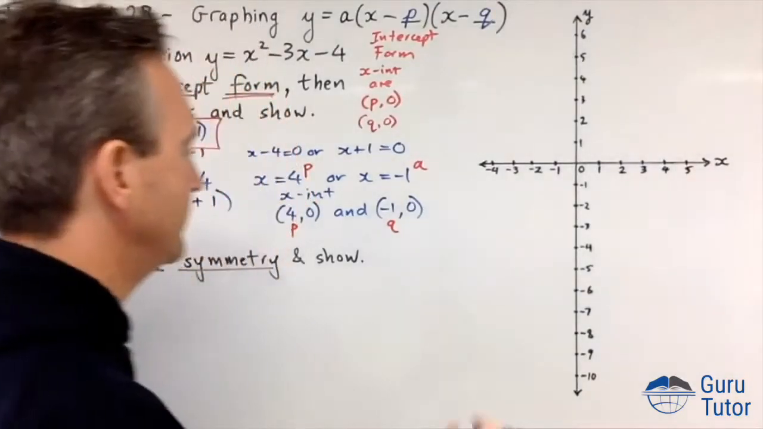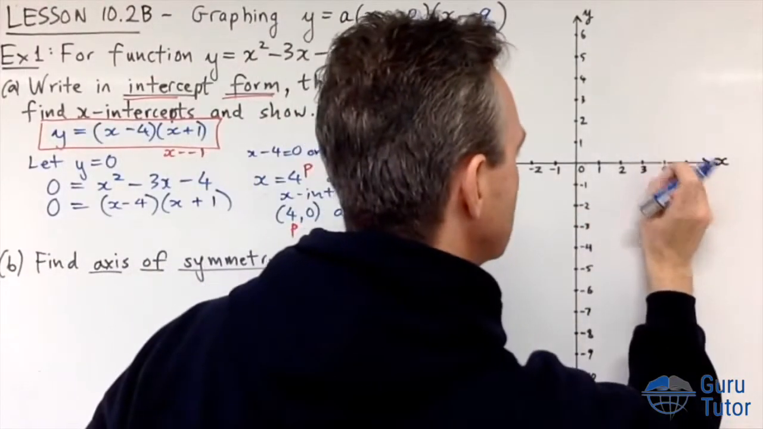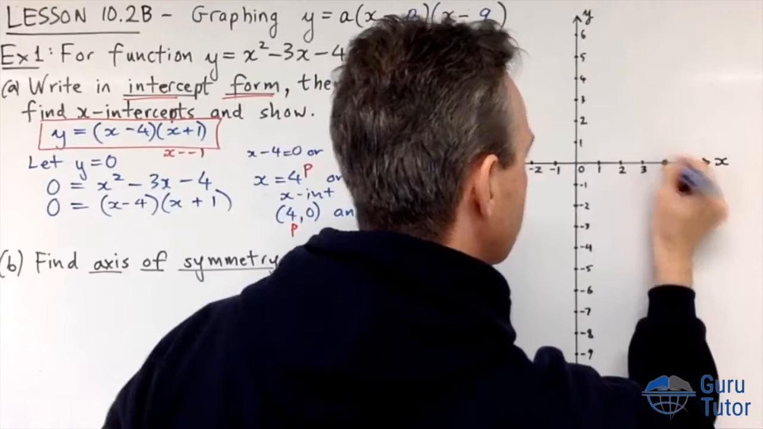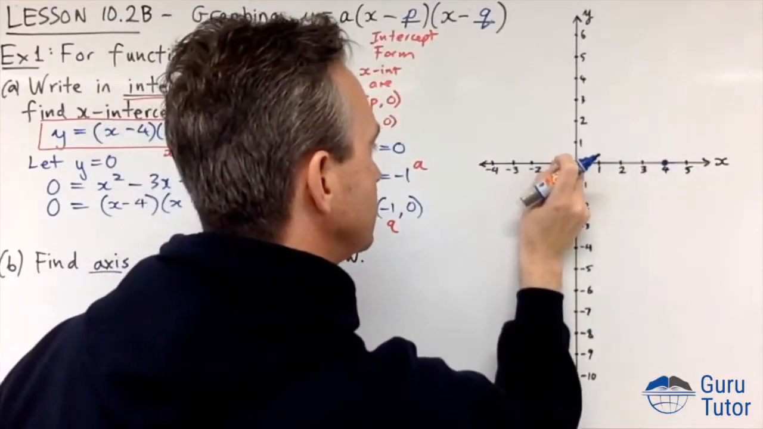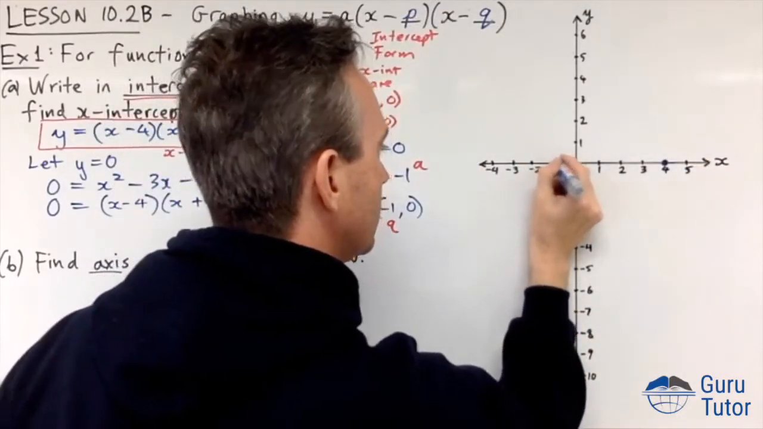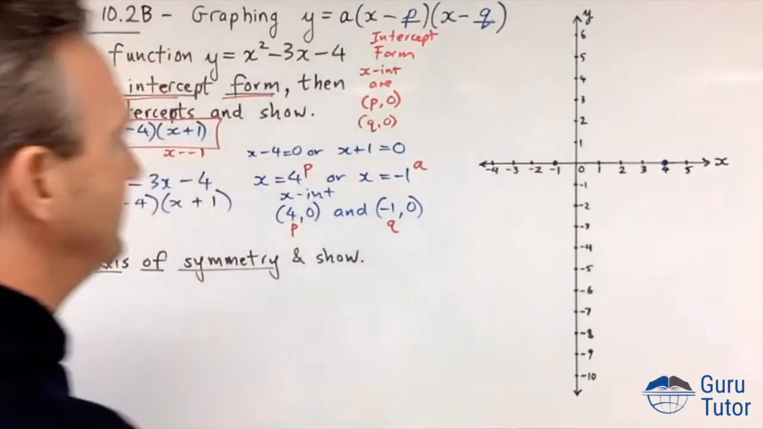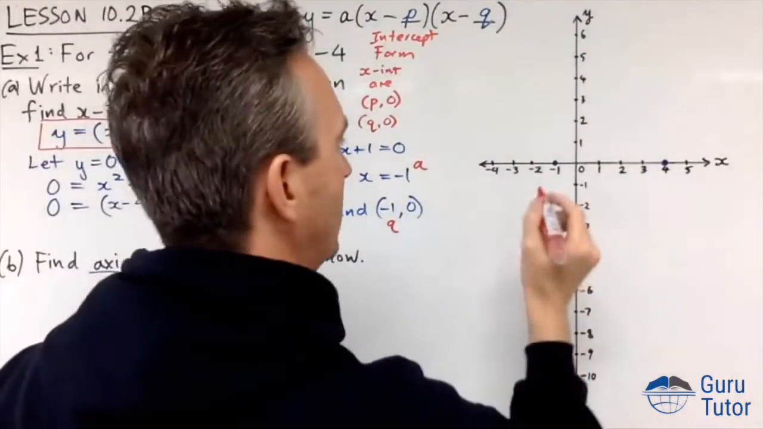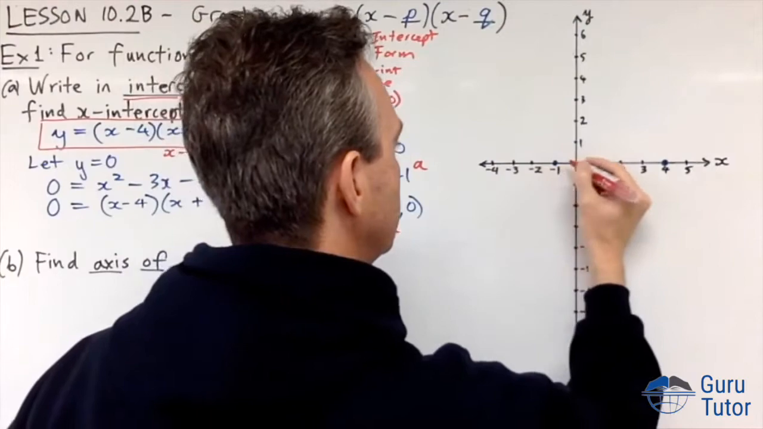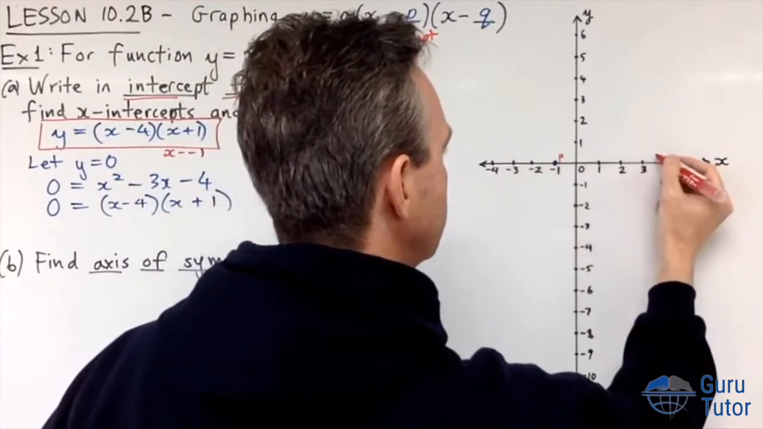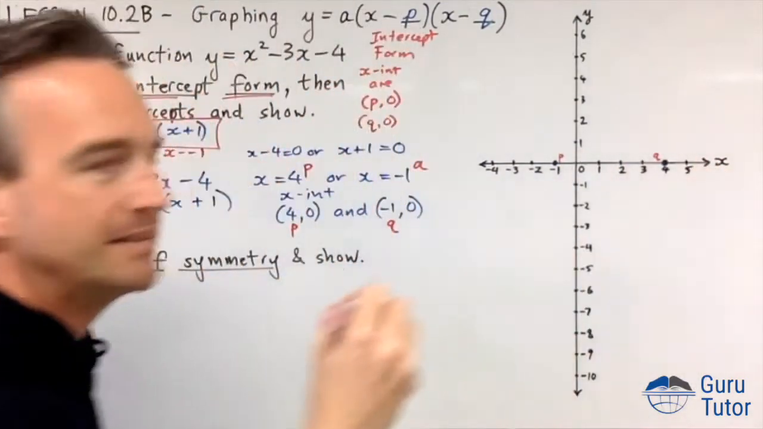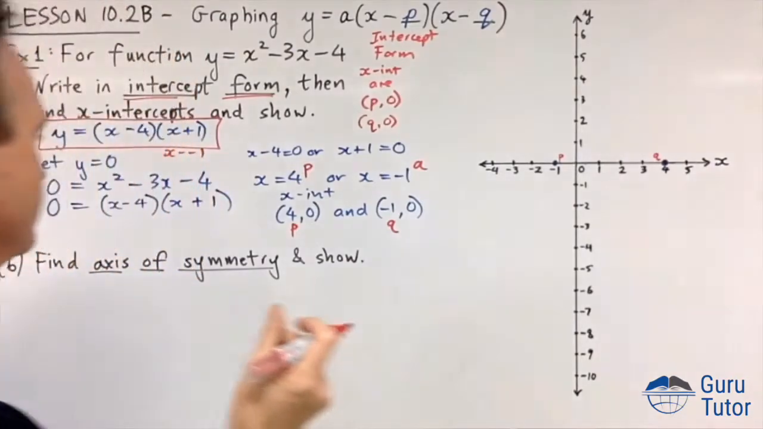Let's show them on our diagram. So the x-intercept is 4, here's one of them. And the other one is -1, let's show that as well. Okay, our two x-intercepts. And if you like, you can even write p and q there, I think that might help. p is there, and that's q there as well. Or you can just say x-intercept.